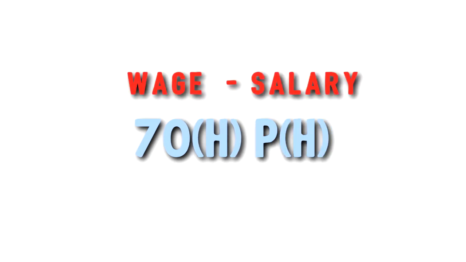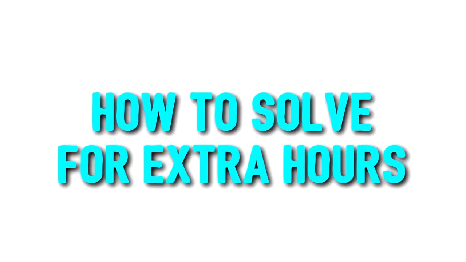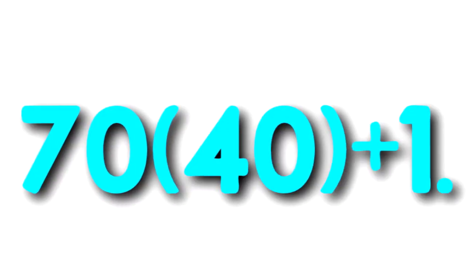H represents the hours, 70 is her wage per hour, and P is her total salary. 70H represents her regular salary from 40 hours of work time. To get her salary for overtime hours, let's use this equation: 70 times 40 plus the product of 1.5 times 70 multiplied by H minus 40 is equal to 105H minus 1,400.